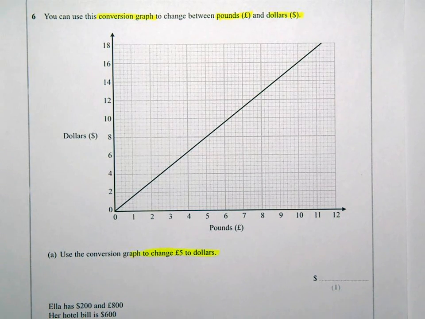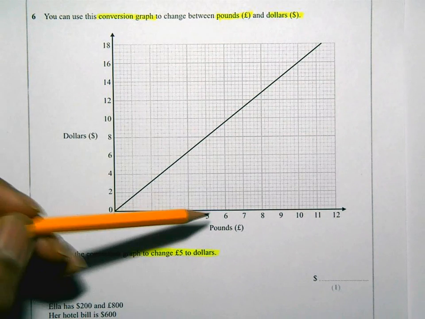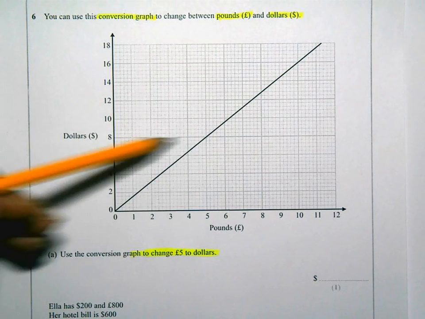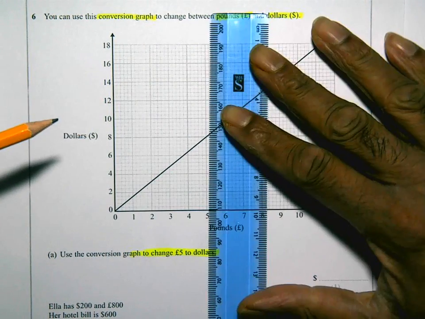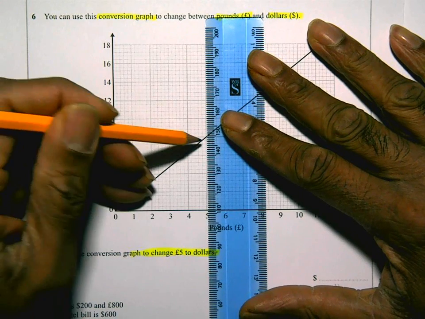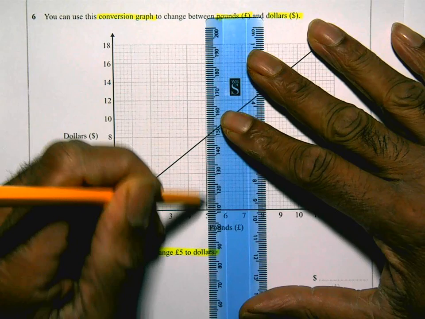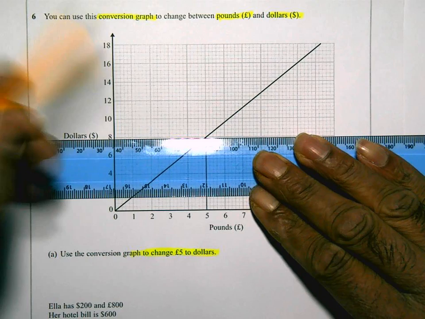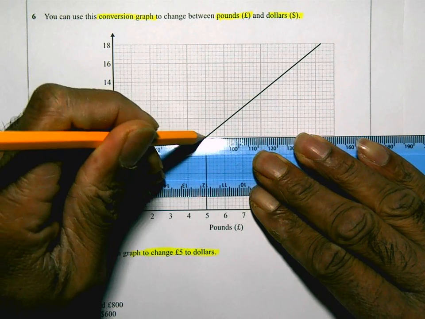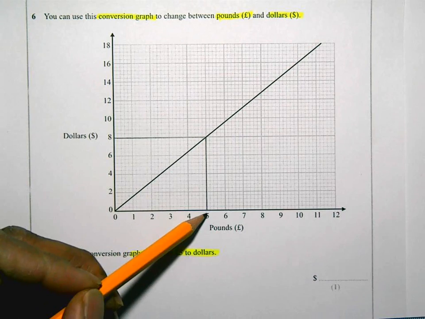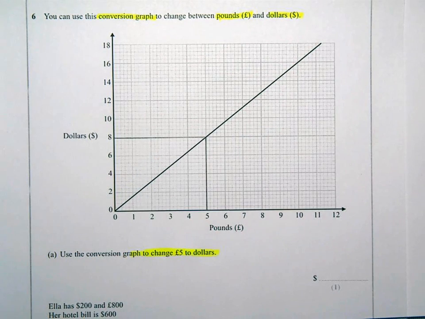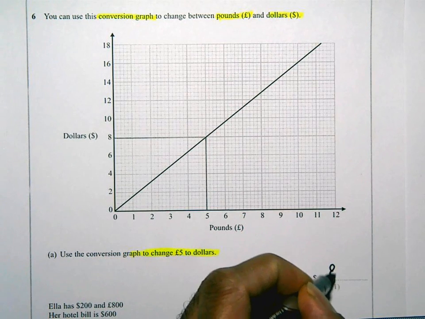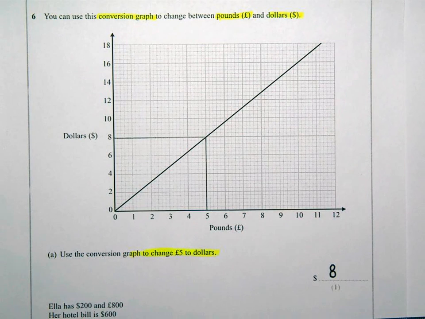Now, I just need to read this off the graph, but I'm going to draw my lines in, to make sure I show the examiner what I'm doing. There's £5. I'm going to go up to the line and across. I'm going to make sure I show this all the way through. So, across. Okay, so £5 is equal to $8. I'm going to write that in my answer space. So $8, and that's part A of the question complete.